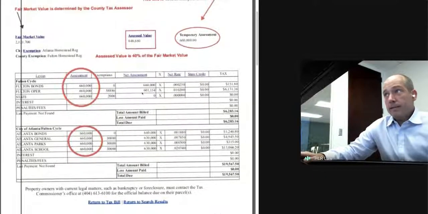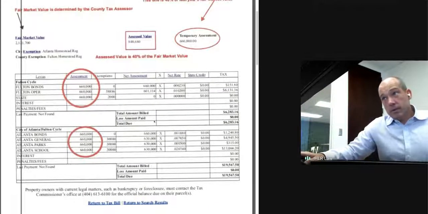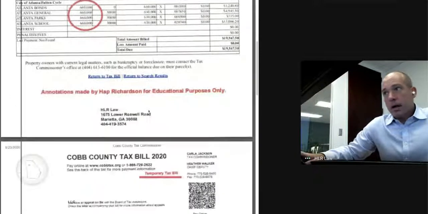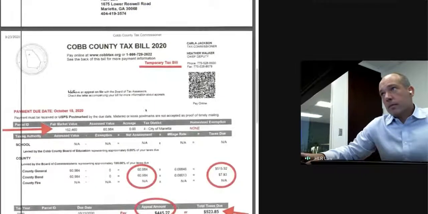You still have to pay this temporary bill by the due date. Then after the appeal is over, they will send you a final bill to settle up. Let's look at one from Cobb County and DeKalb County quickly.